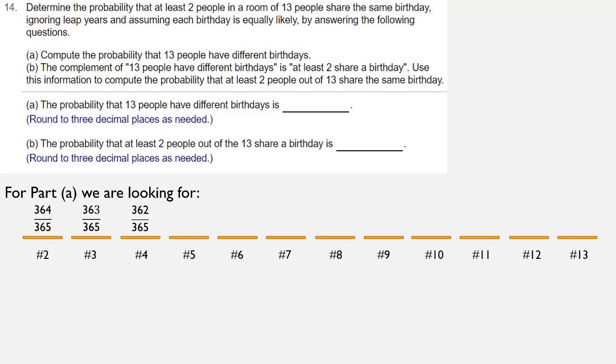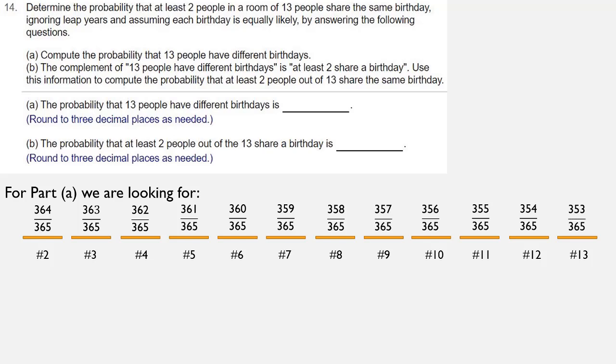The numerator just keeps going down by 1 every time, all the way down to the 13th person, which is our 12th slot, which is 353 over 365. We multiply these together, and this is very definitely a calculator problem. The probability of all of them having different birthdays. So when you're entering this into your calculator, do the numerator as a multiplication problem. So do 364 times 363 times 362 all the way down to 353 and hit enter.